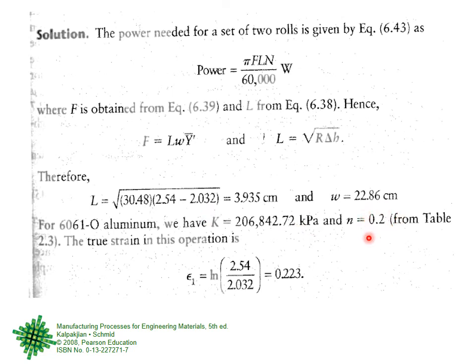Now in the equation, you first have to find epsilon. Remember, epsilon is ln h naught upon hf, because y bar is equal to K epsilon^n, right? So therefore epsilon, you know, is ln h naught upon hf. So you put the values of h naught and hf, you find the value of epsilon, and then you find the y bar.